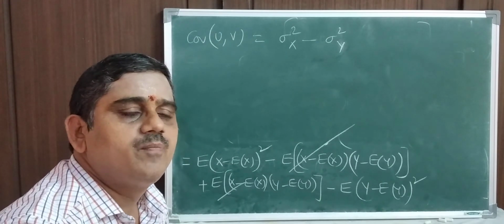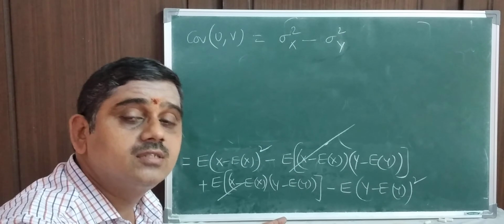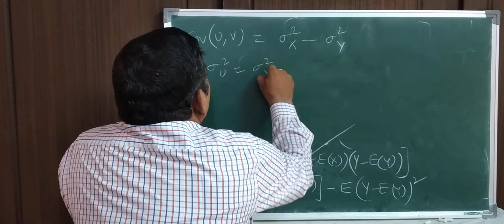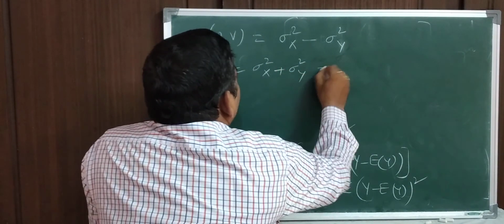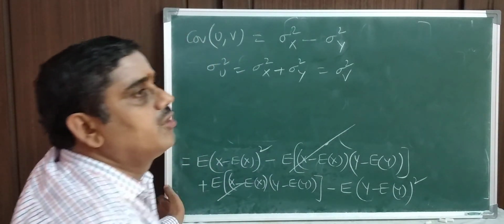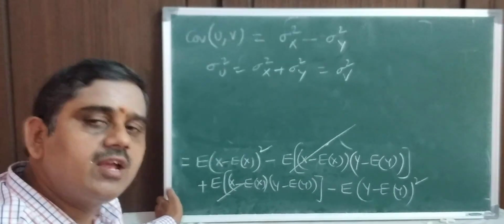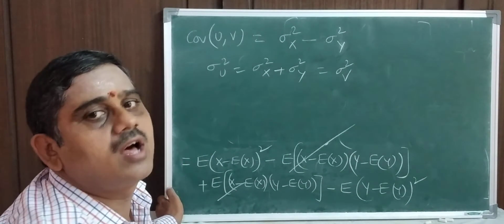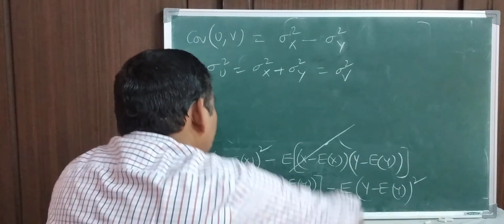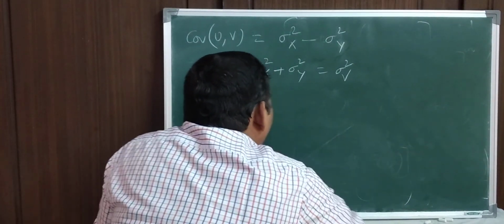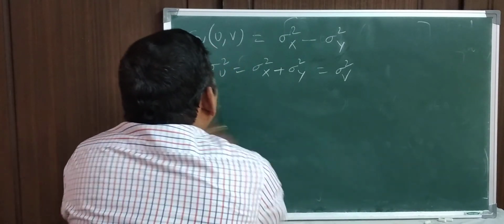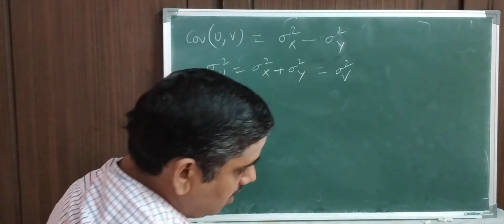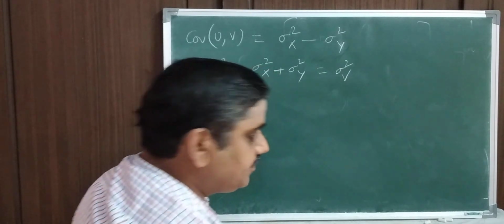The formula. What do you get? Sigma square u and sigma square v. Sigma square x plus sigma square y. So sigma square u is sigma square x plus sigma square y. It is also sigma square v. So therefore, now I calculate the correlation coefficient between u and v. That is what is required to calculate. So the correlation coefficient between u and v, RUV.